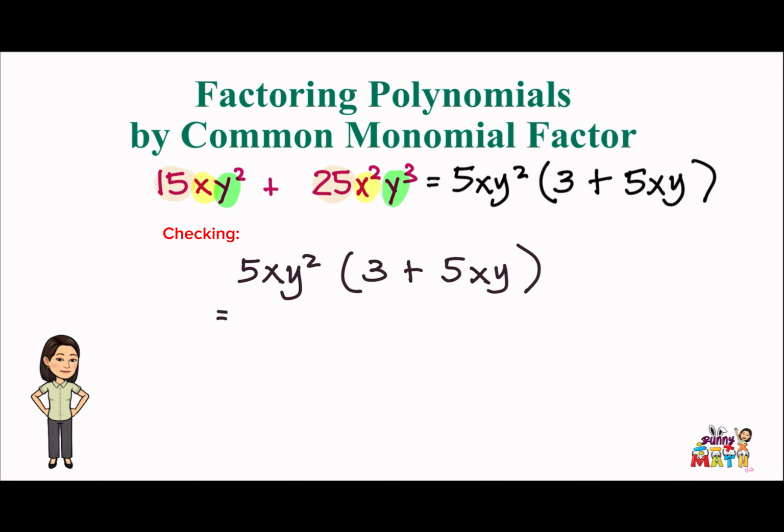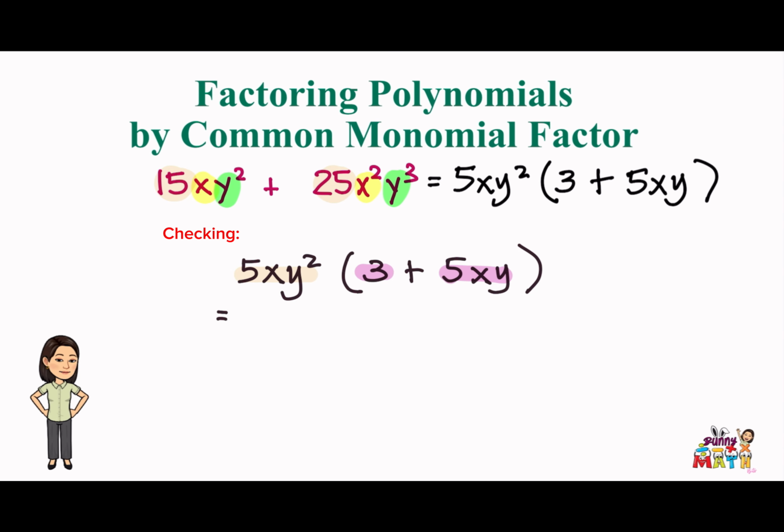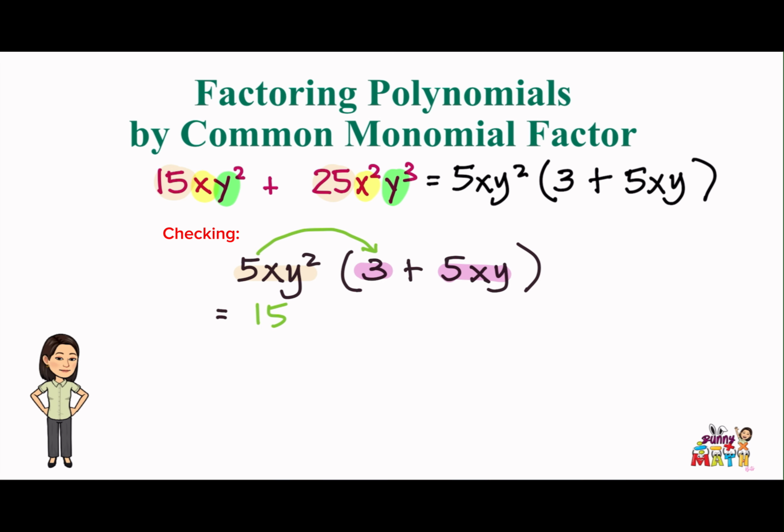To apply the distributive property, we multiply the monomial to each term in the binomial. Now let's do it. Starting with the numerical coefficients, 5 times 3 is equal to 15. Multiplied by the variables. Since there's no variable besides 3, then we can copy the variable we have for the monomial, 15xy squared.